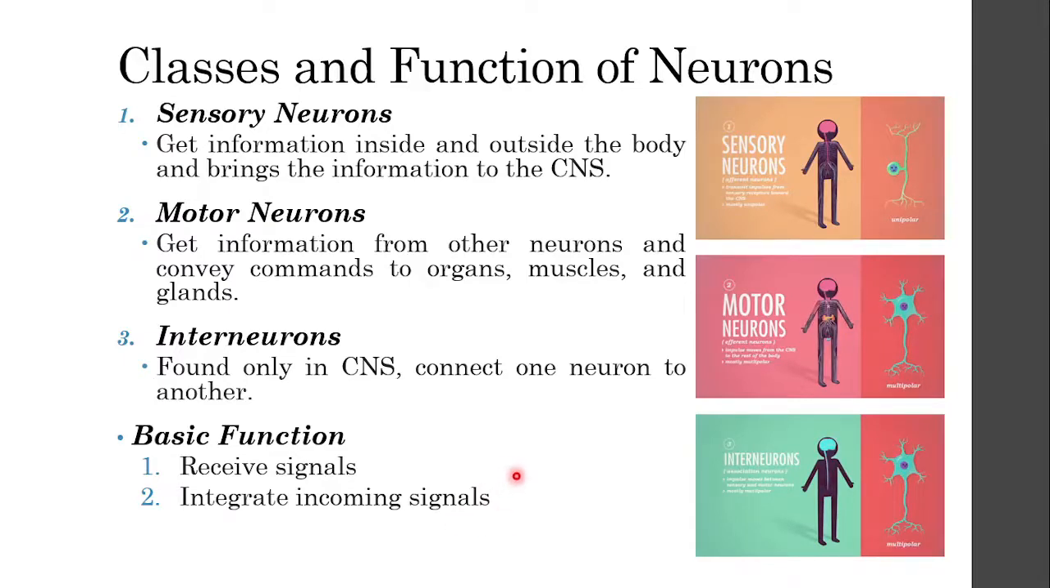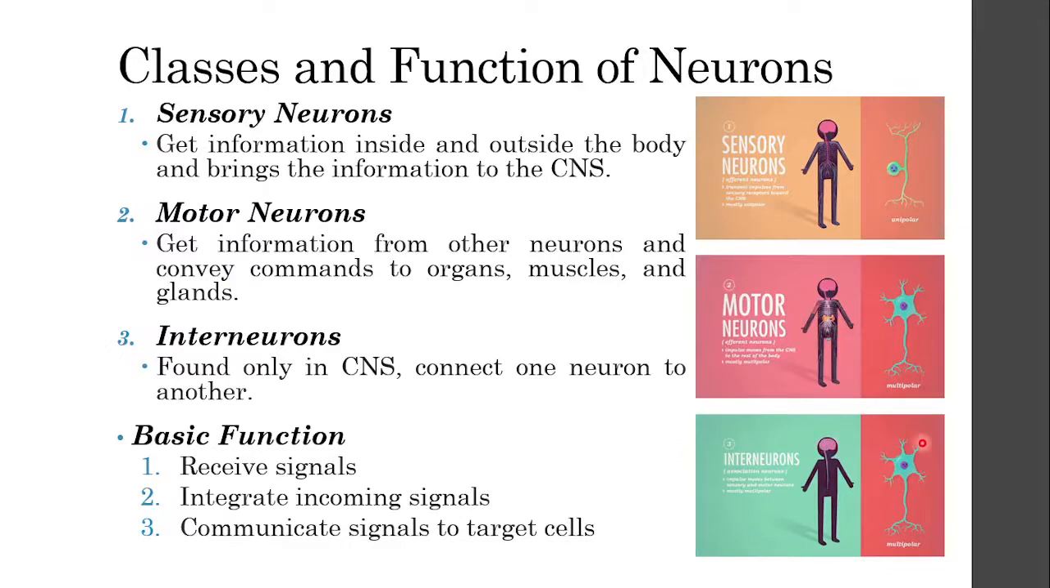There's a combination of various neurons, an increase in the excitation, which results in a much more painful experience than the other. So there's an integration of those incoming signals, processing of those incoming signals, and after processing them, we will have to communicate the signals to the target cell. So this is the basic functioning of neurons.